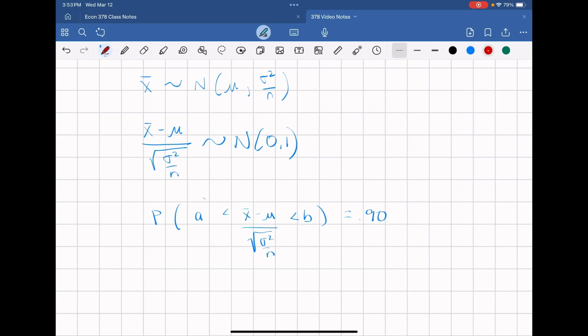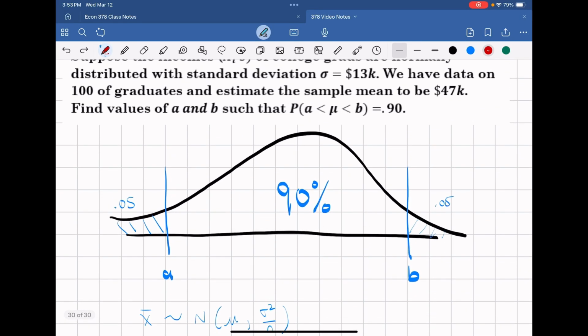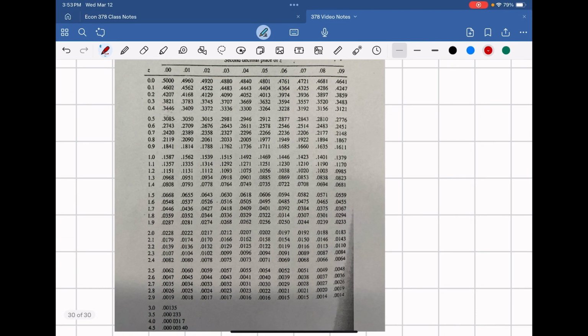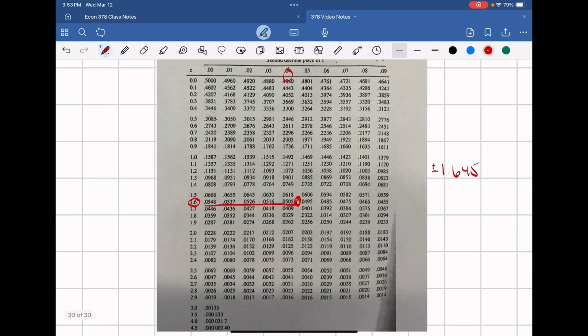I can look at the values for A and B by looking at the table. Again, we want 5% on each side of A and B. So I look at the table, looking in the interior for where I find 5%. I keep going, and it looks like 5% happens right about here, which is 1.645, halfway in between. So both the positive and negative values are the values for A and B.